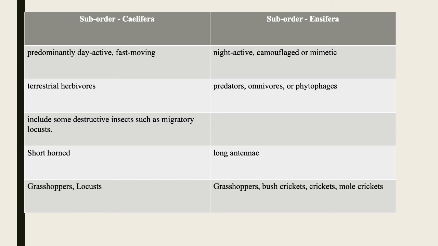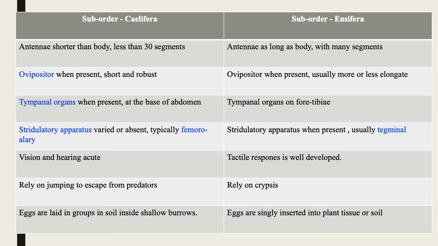Suborder Coelifera includes some destructive insects such as migratory locusts. These are short-horned. Ensiphera have long antennae. Coelifera includes grasshoppers and locusts, whereas Ensiphera includes grasshoppers, bush crickets, mole crickets, etc. In suborder Coelifera, the insects have antennae shorter than the body and the number of segments is less than 30, whereas in Ensiphera, the antennae are as long as the body and with many segments.